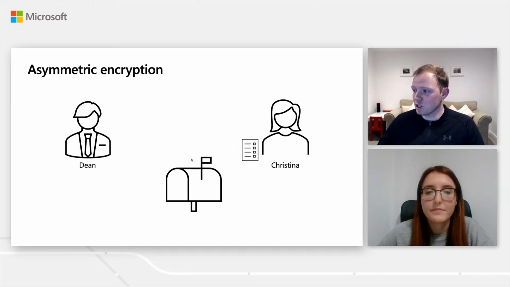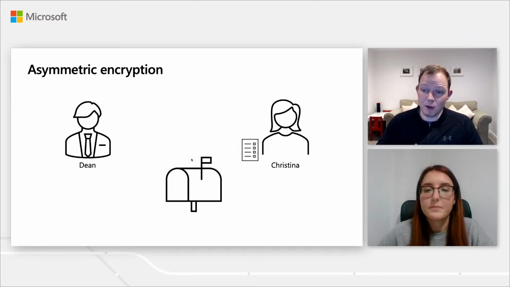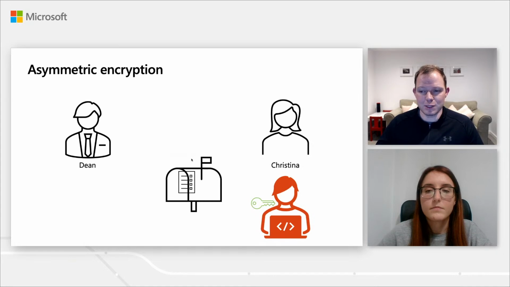Exactly. As I said, the keys are both linked, but they're not the same, and you can only decrypt with the private key that Christina has and not the public key. So if we have the document back in the mailbox and an evil hacker comes along and he's managed to get hold of the public key, because that's the bit that we shared over the internet, right?